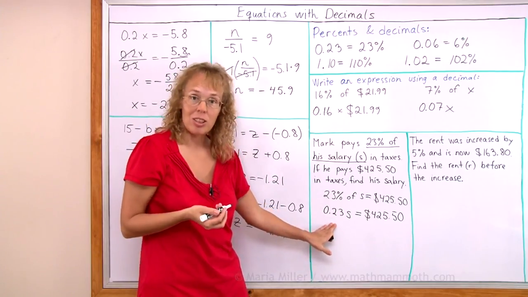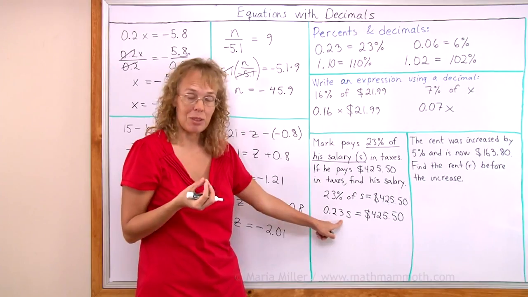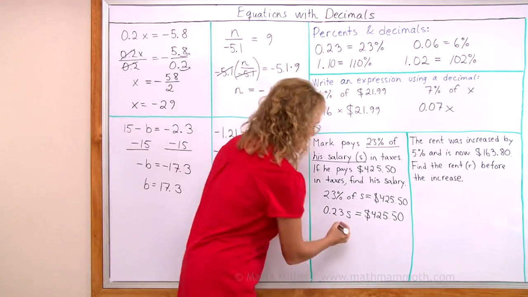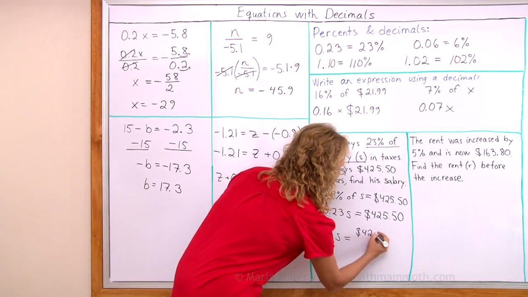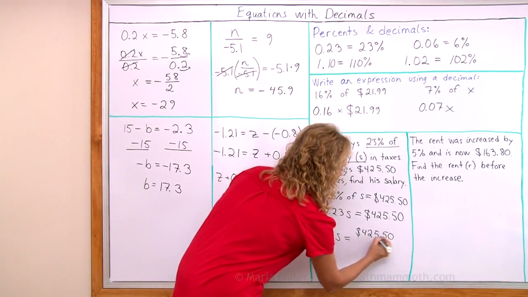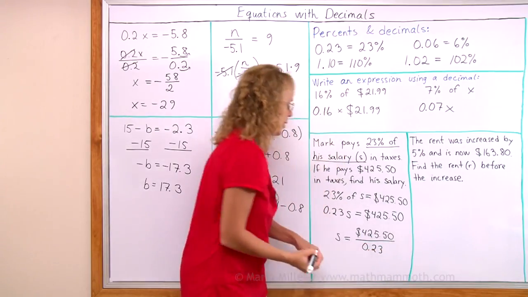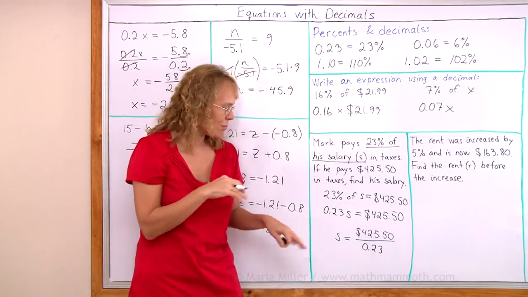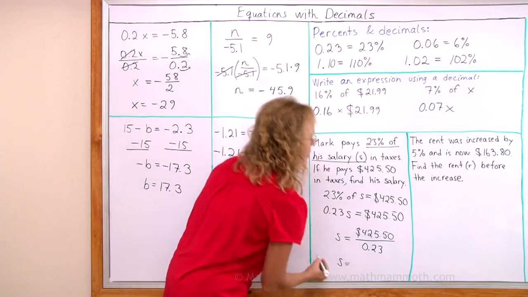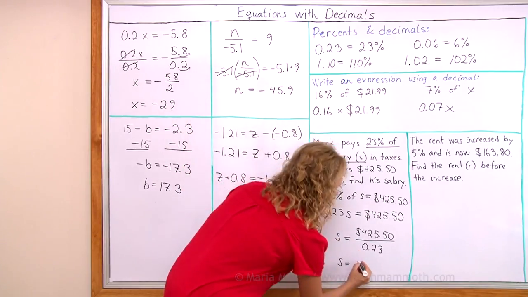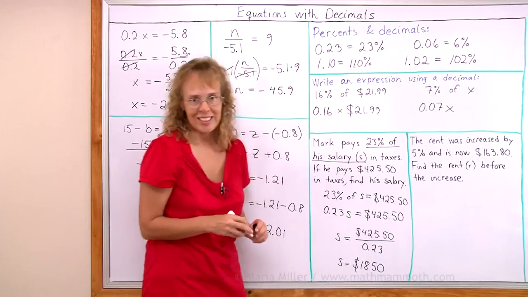It's a multiplication equation, so we divide both sides by this decimal, 0.23. And so we get S equals this money amount, 425.50, divided by 0.23. And now you take your calculator and punch those numbers in and divide, and we get, I've done that beforehand, 1,850. So that is his salary.